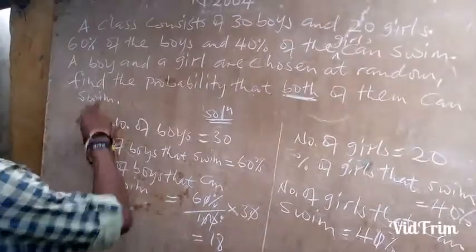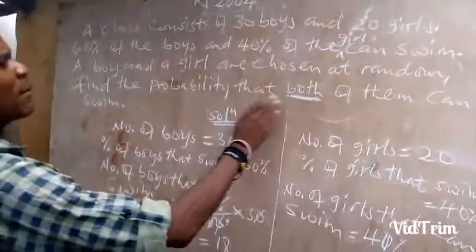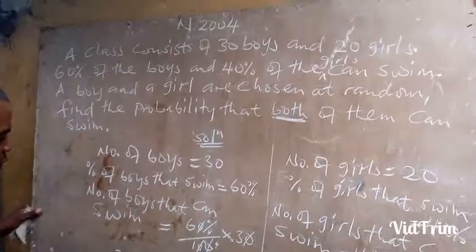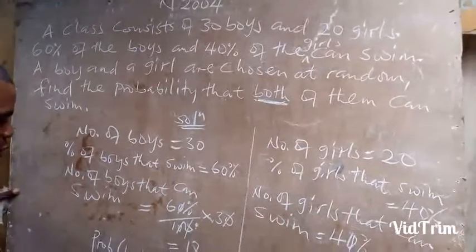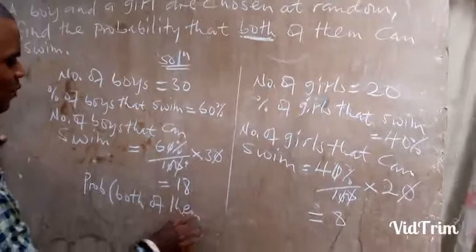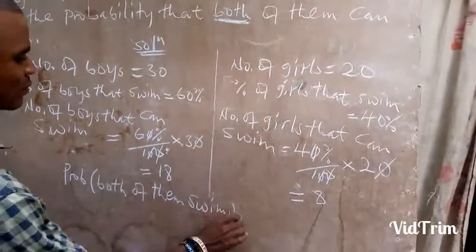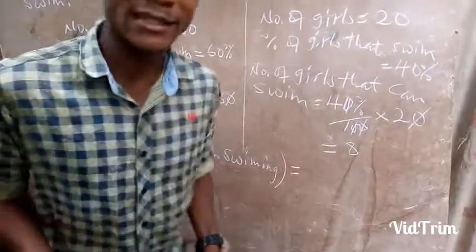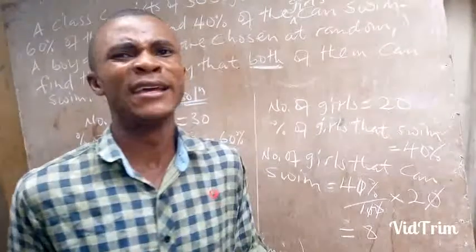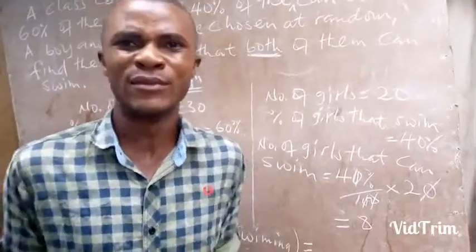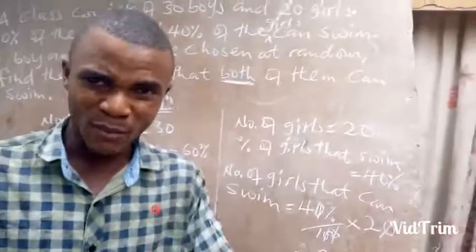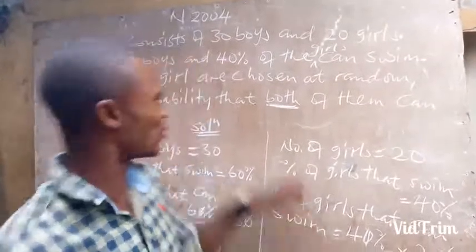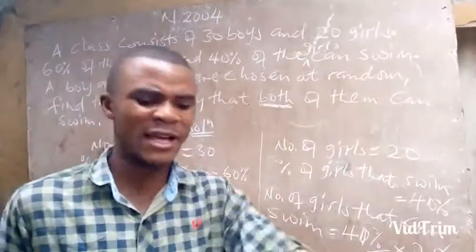Now let us go. Find the probability that both of them can swim. So the probability of both of them swimming will be the probability of the boys that can swim multiplied by the probability of the girls that can swim. We are multiplying because both is used. That means the occurrence of one event has nothing to do with the other.